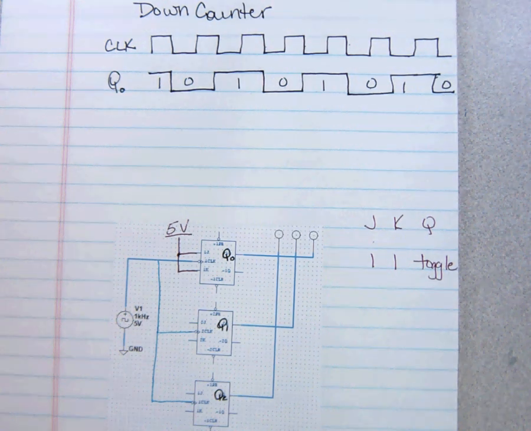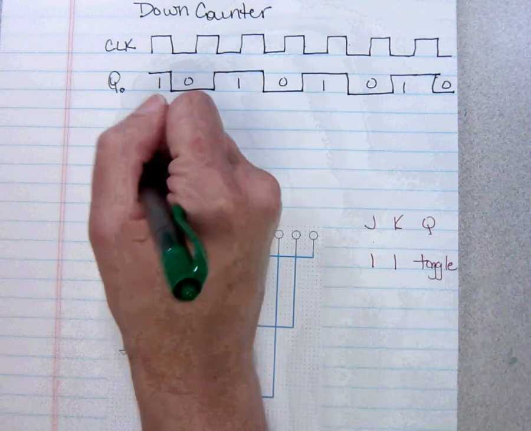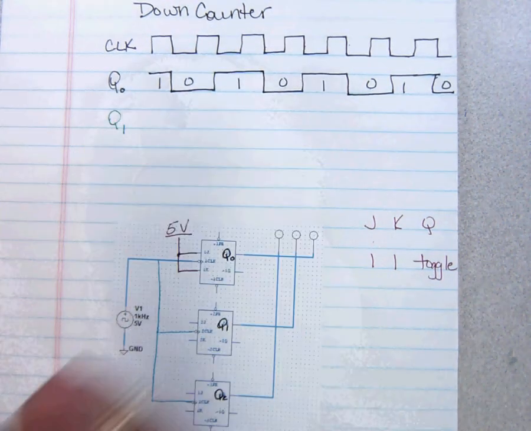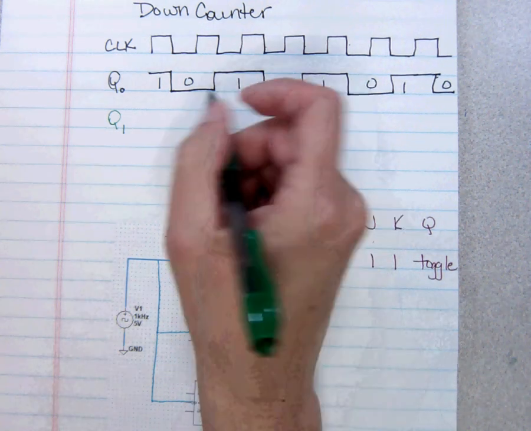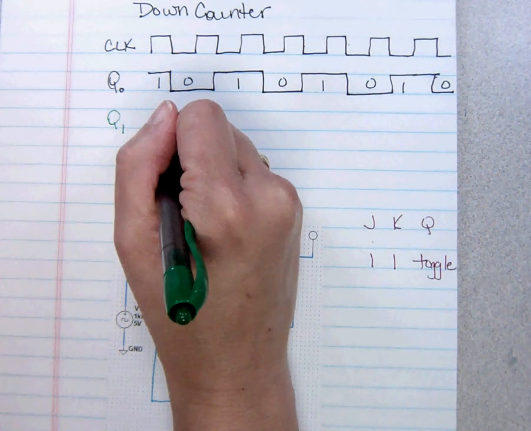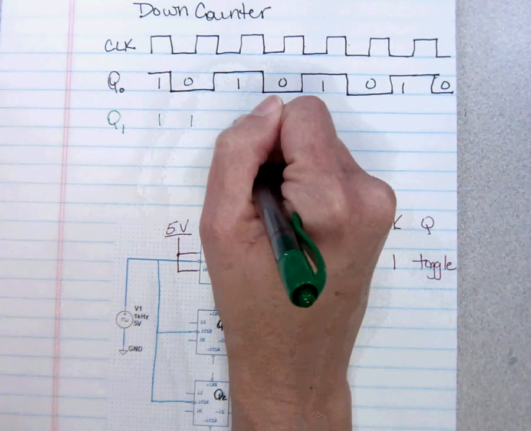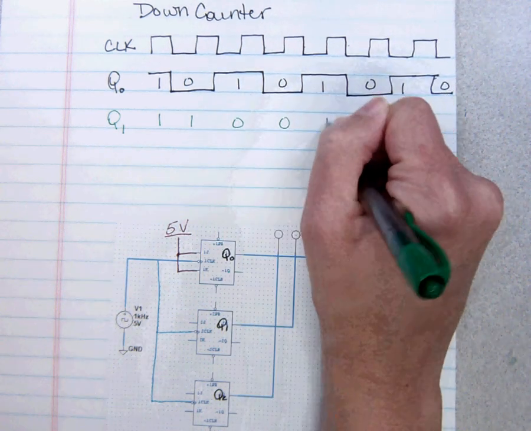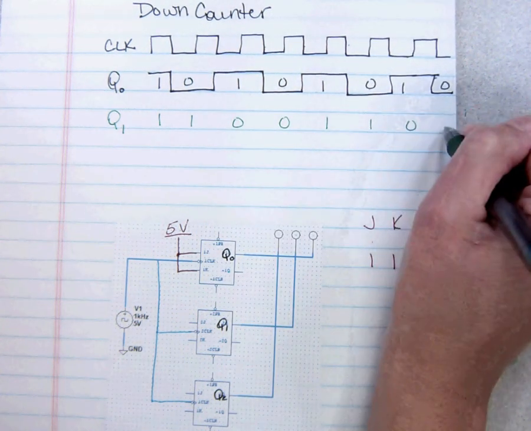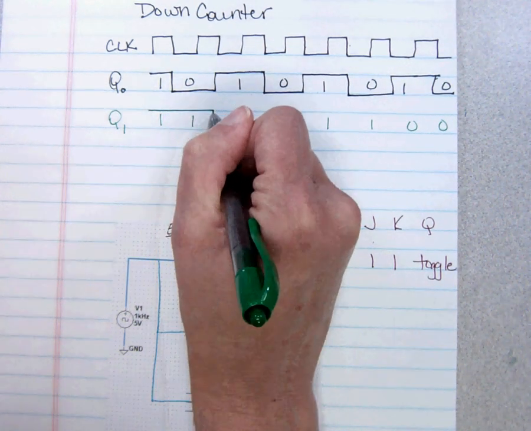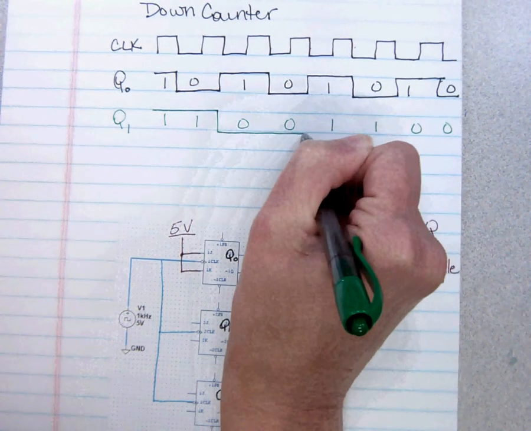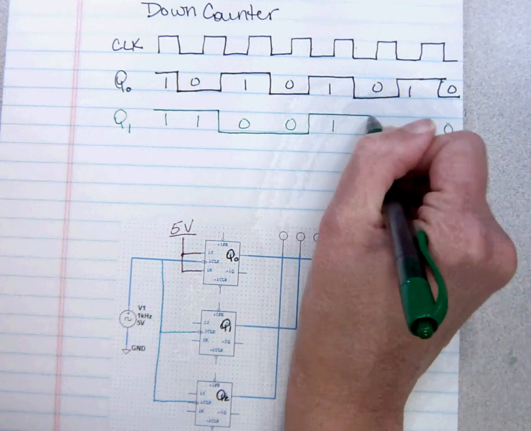Okay, so moving on to the next one, I want to do Q1. So for Q1, it's going to also start at 1 because again I'm counting down. So I'm going to have 1, 1, 0, 0, 1, 1, 0, 0, etc. So it should look something like this.